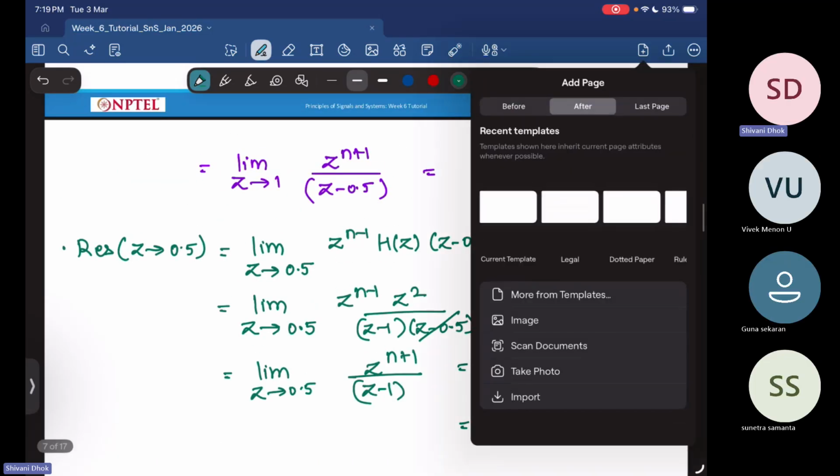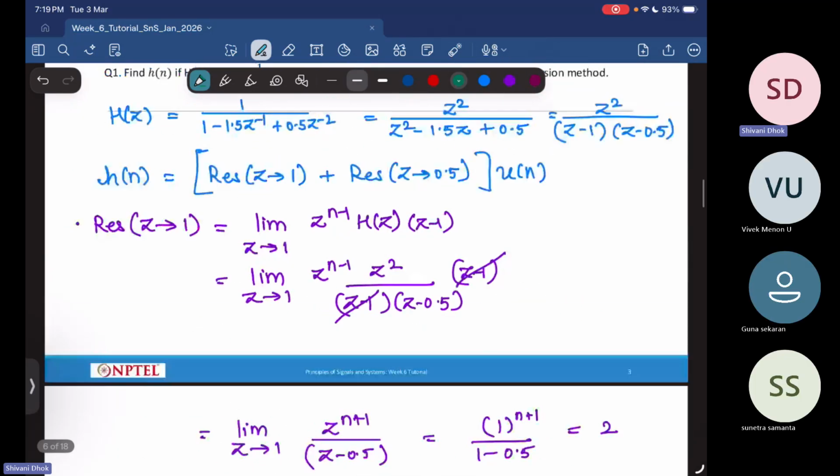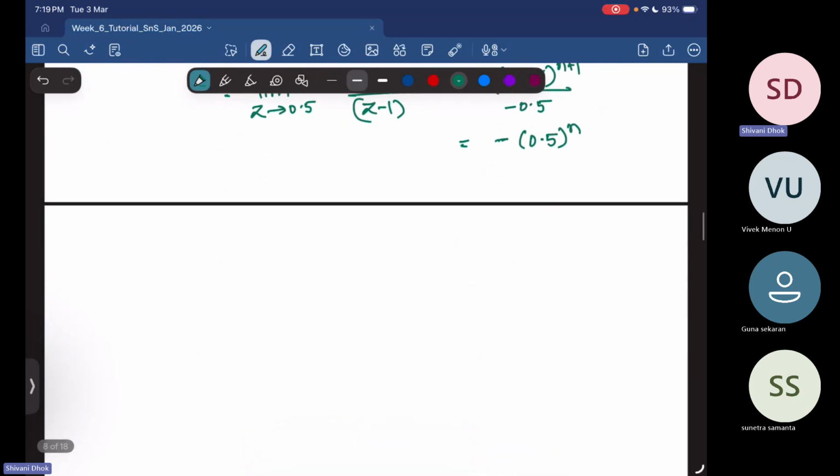So therefore, this is the h of n that we have. So h of n is equal to 2 minus 0.5 to the power n into u of n. So this is your inverse z transform for the given transfer function. Any questions?